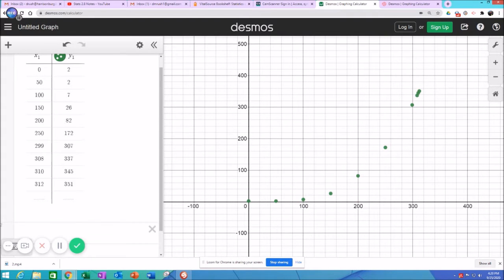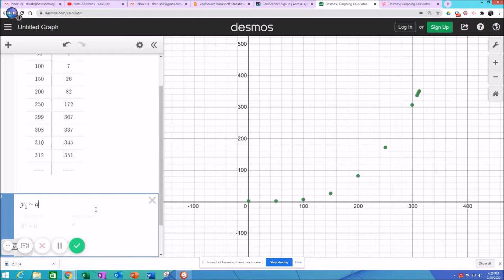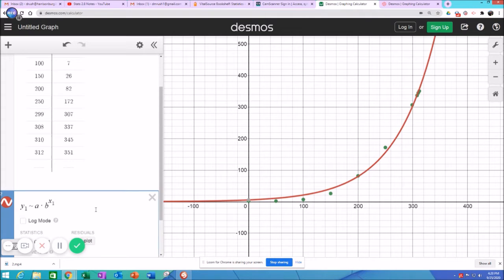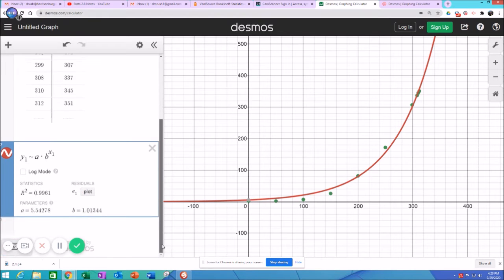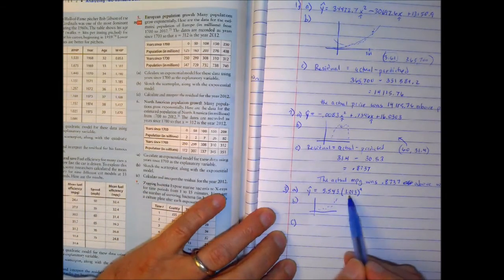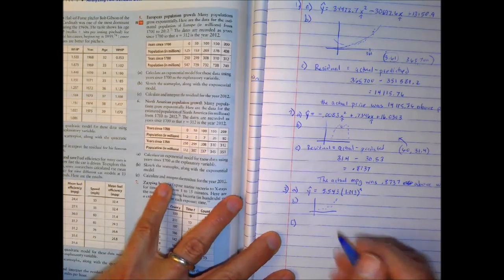So we're asked to find the exponential model. If we put that in here, we'll have y1 tilde a times b raised to the x1. So there's our model. We can see here at the bottom what our a and our b are. Part A, here's our equation. Part B, there's our scatter plot. From Desmos, we have our equation, the a and the b, and kind of drew a little scatter there. And then part C says to interpret the residual.